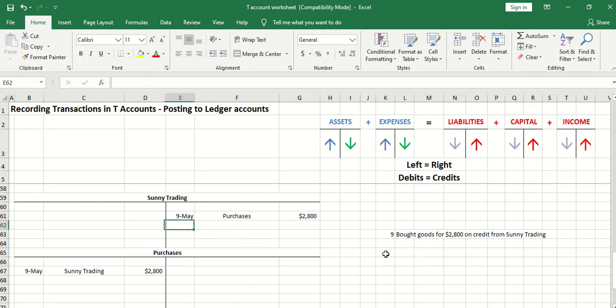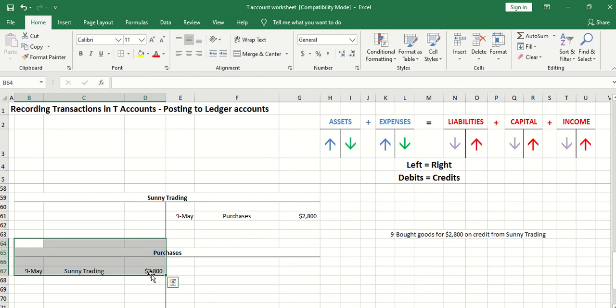Okay, so what have I done here? Again, I have recorded the purchasing of goods. Purchases is an expense account. So that's why if you're increasing your expenses, you put it on the left-hand side. So I put 9th of May, Sunny Trading, $2,800. And then I put it on the right-hand side over here. Sunny Trading, I bought it on credit from Sunny Trading, so I owe money to Sunny Trading. Therefore, I have to put it on the liability side, on the right-hand side, and hence I put it on the right-hand side here, saying that I owe Sunny Trading money. So I've got a right-hand side entry and I've got a left-hand side entry, and everything balances.